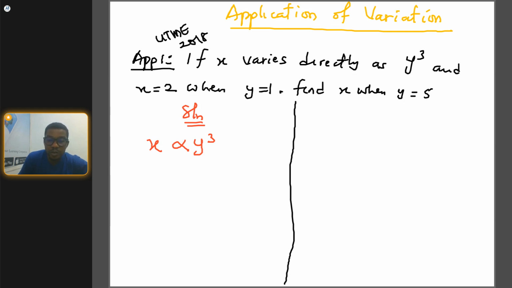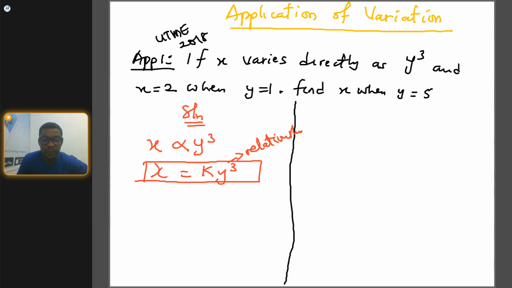The first thing you need to do is to get the relationship. Whether you are asked to find the relationship or not, it is a must to get the relationship. So this will give us x equals k y raised to power 3. So let's put something on it and we call it the relationship.